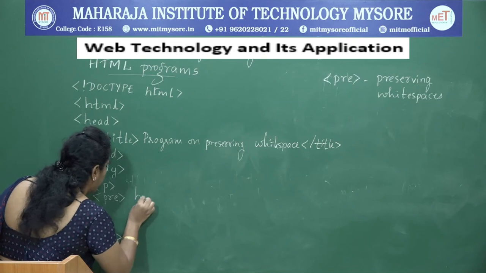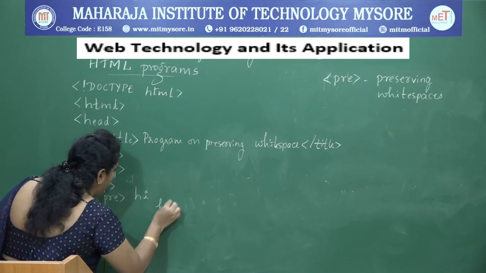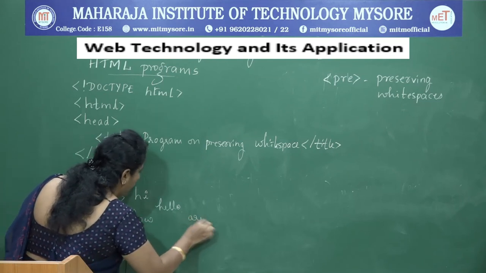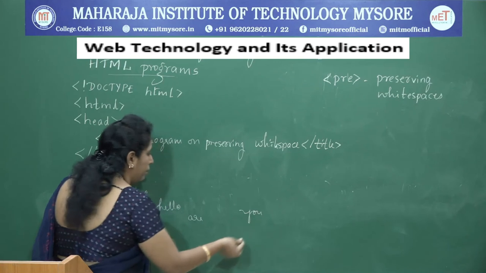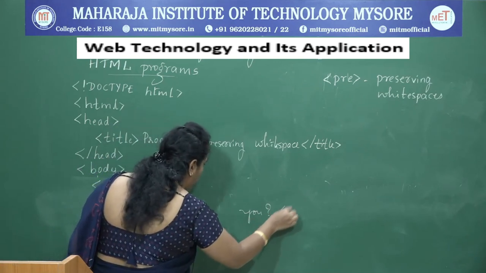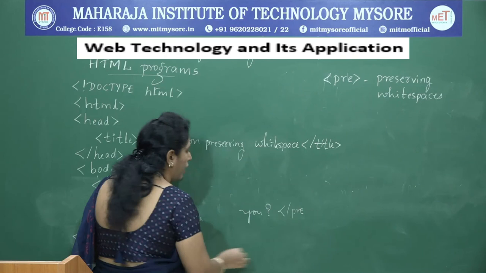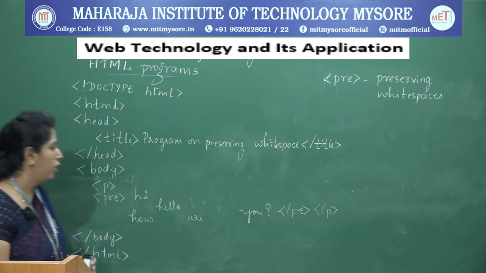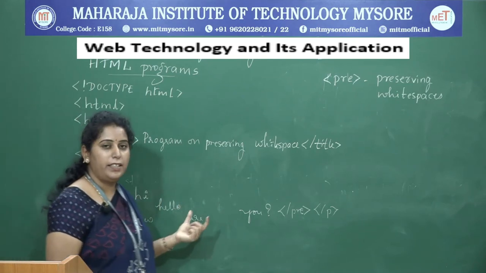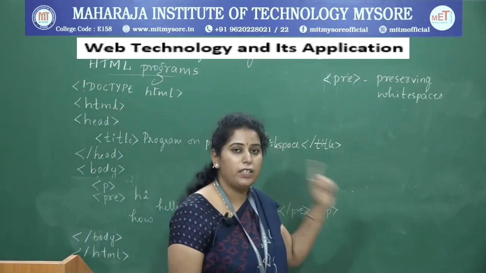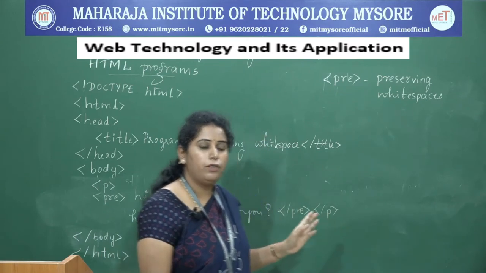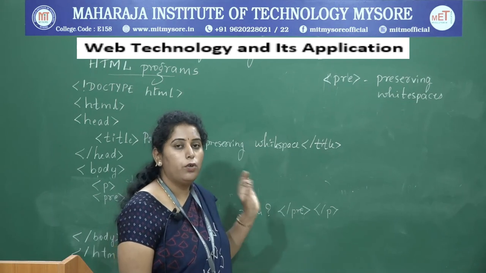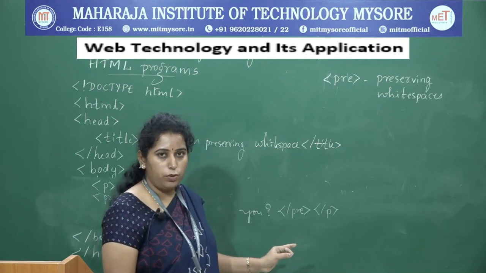What I am going to write? Hi. In the next line somewhere I am writing hello. I am writing how are you by giving many spaces. Now I am going to close the PRE tag. Also I am going to close the paragraph tag. So what is the meaning of the PRE tag? It is used for preserving the white spaces. How I have given the text, in the same way it has to be printed. There should be no changes in white spaces also.